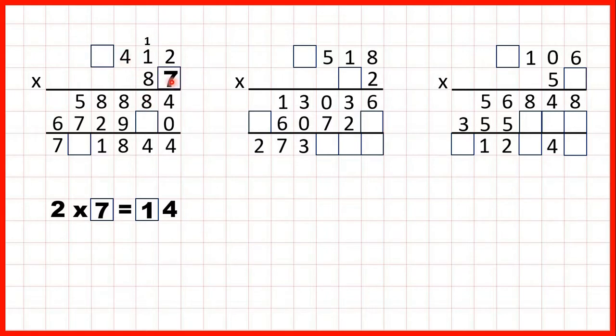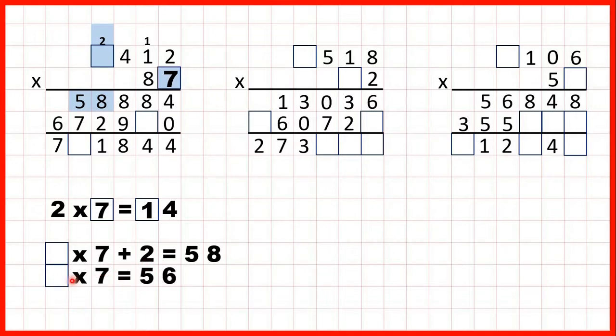Now 4 times 7 is 28, so that's 2, 8. And now for this box, we have something times 7 plus 2 is 58. So before they added the 2, they must have done something times 7 to get 56. We know that 8 times 7 is 56, because 56 divided by 7 is 8. So this box here must be an 8. 8 times 7 is 56, plus 2 is 58. So now we cross out our working, and there's a 0 as the last digit of our second answer line.